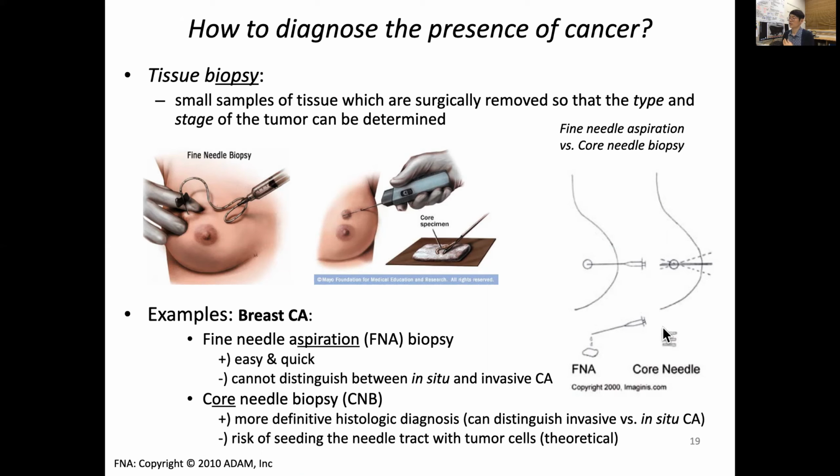So what's good about this? Because we can see the actual tissue structure, a more definitive histologic diagnosis is possible. So we can distinguish invasive versus in situ carcinoma. And of course, if there is a tumor, they may potentially seed it through this needle track. So there's a potential theoretical risk.